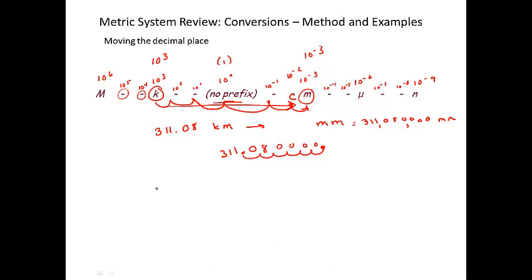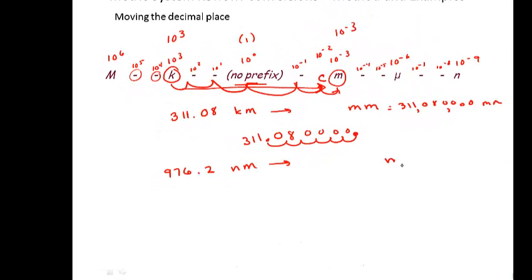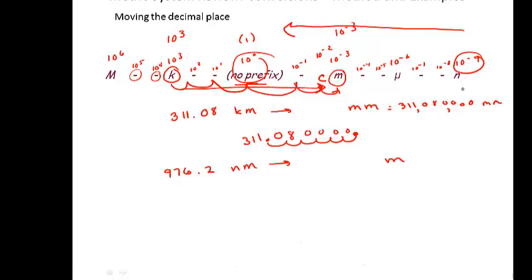We want to go from 976.2 nanometers to just plain meters. Nano is 10 to the minus 9th. Plain meters is 10 to the 0. So we have a difference of 9 movements of the decimal place. Which direction do we go? Well, we're going from nano to no prefix, so we're going to the left. Again, if you want to, you can count that. We've got 1, 2, 3, 4, 5, 6, 7, 8, 9. And again, we're going from the right to the left.